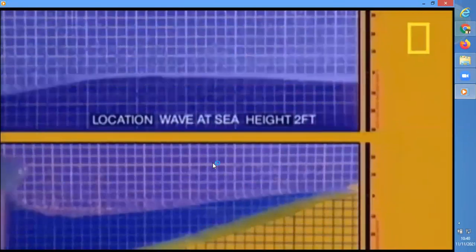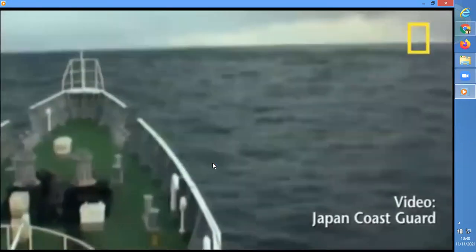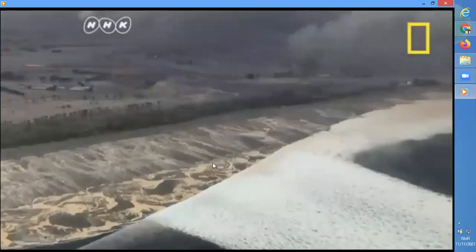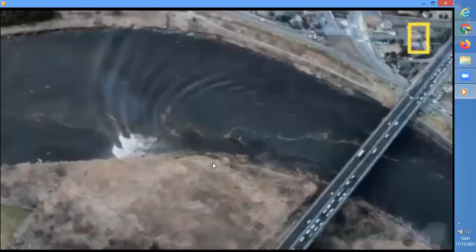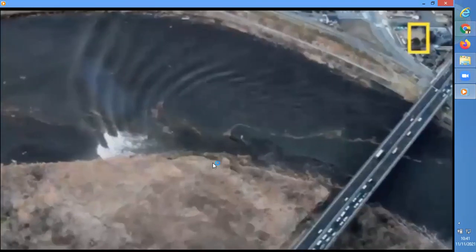But as the waves enter shallow waters, friction with the ocean floor lowers the wave's speed, but raises their height. This video is from a Japan Coast Guard ship confronting a tsunami wave in shallow water on March 11. And a rare view from the air, video of a tsunami wave approaching the shoreline. In this photo, the ripples of tsunami waves are seen moving upstream in the Naka River at Hitachi-Naka City.